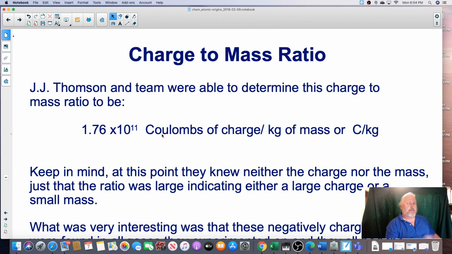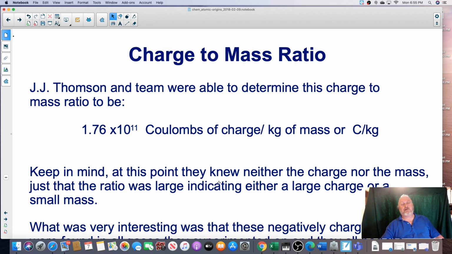So J.J. Thomson and his team were able to determine this charge to mass ratio to be 1.7 times 10 to the 11th coulombs of charge over kilogram of mass. Now, they had no idea what the charge was. They had no idea what the mass was. They just knew that the ratio was large, indicating either that it had a large charge or a small mass.